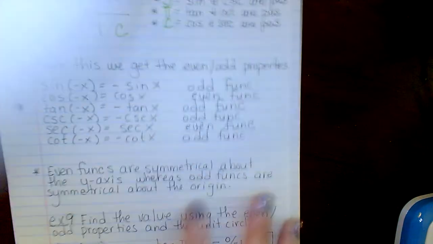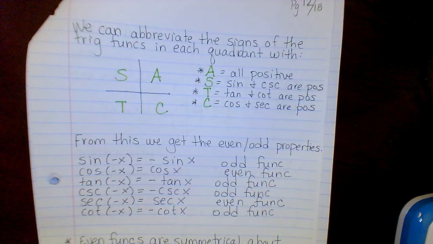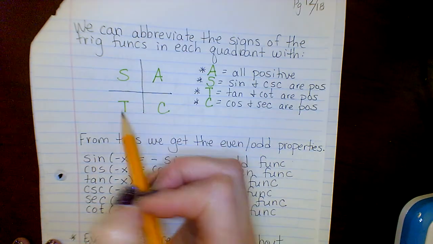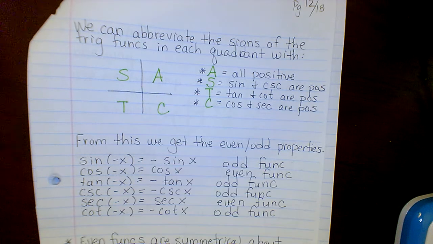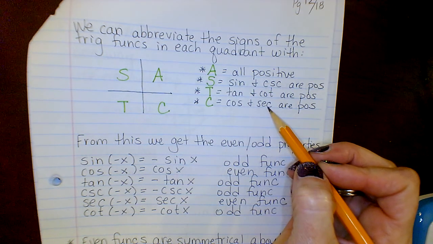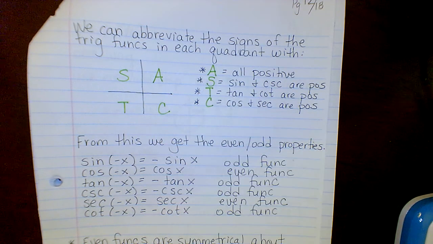Okay, so, like I mentioned before, we can abbreviate this quadrant business with this ASTC. I was taught "all students take calculus." That was the way that I remembered those. A standing for all, positive. S standing for sine being positive. T for tangent, C for cosine. You just have to remember the reciprocal functions are also positive. So even though this abbreviation just takes into consideration sine, tangent, cosine, you just have to remember their reciprocals. Sine's positive, cosecant's also positive.